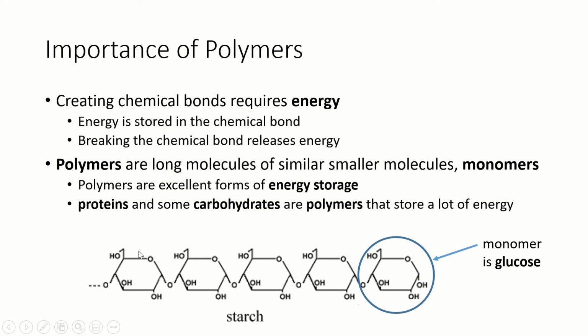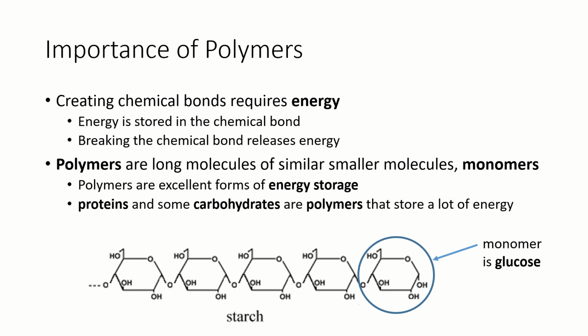All right, so other molecules besides sugars that are polymers are proteins. Some carbohydrates are polymers, such as starch is a carbohydrate polymer. Also, nucleic acids, DNA and RNA, are also polymers. Okay, and we're going to learn more about those in the next chapter.